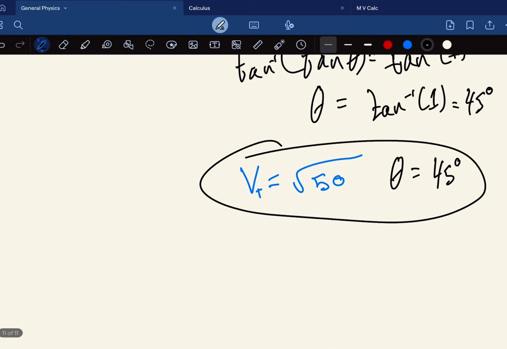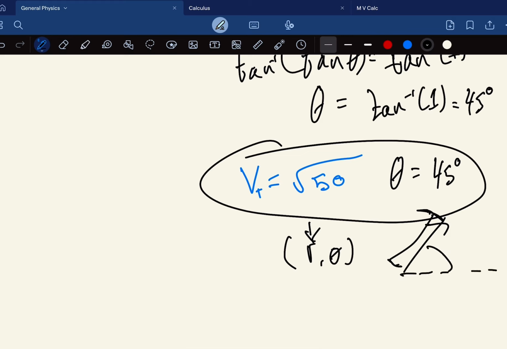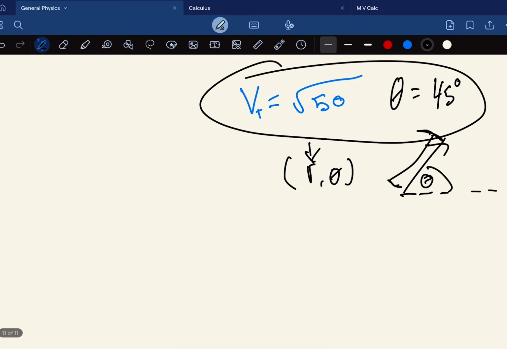Now let's say you wanted to put it into polar coordinates where you have r comma theta, where r is your total vector, like the magnitude of your vector, and then theta is the angular displacement above the horizontal. Then our answer would be radical 50 comma 45 degrees.